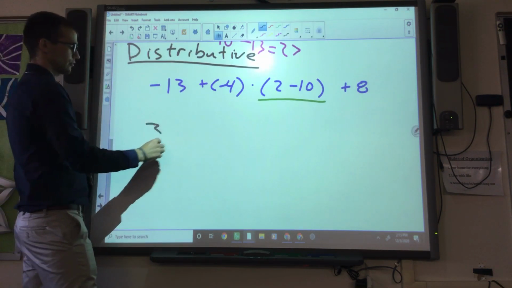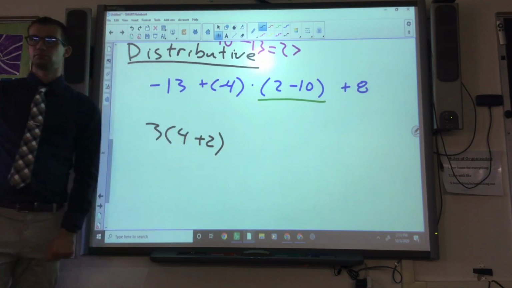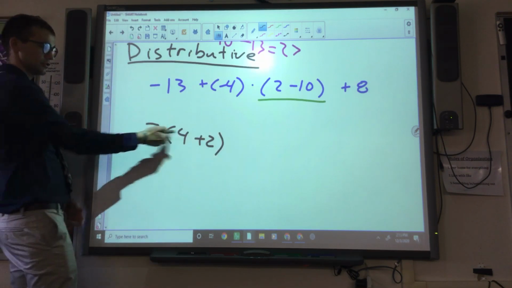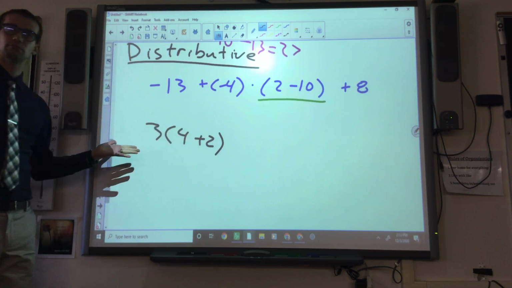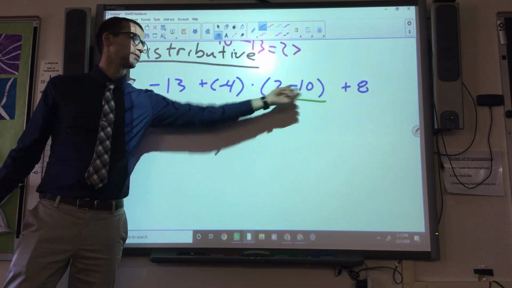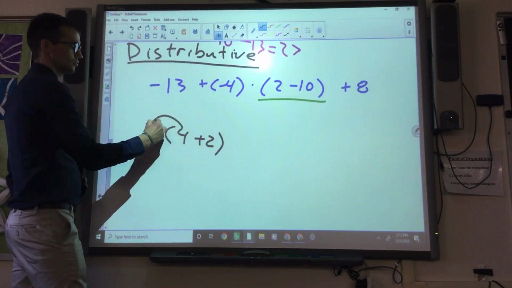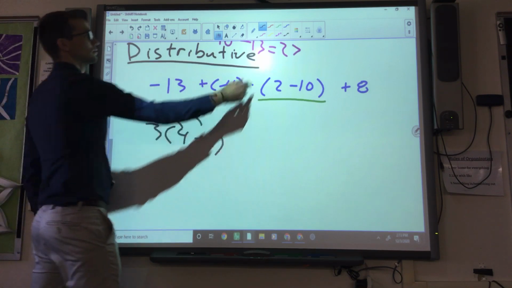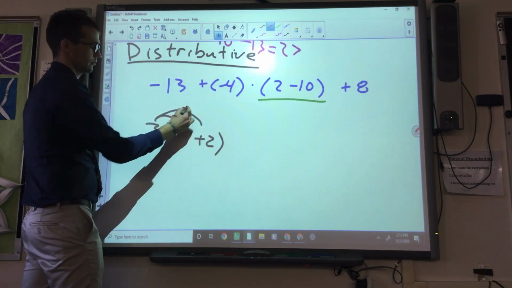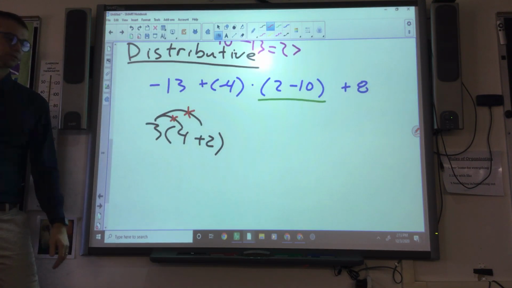So if you had 3 times 4 plus 2, there are 2 ways to figure this out. One is you can just add 4 plus 2 and then multiply it times 3. That would have been what you guys did. The second way is to distribute, and I like to put little X's here, because every time you see those little rainbows, the rainbows represent multiplication symbols.